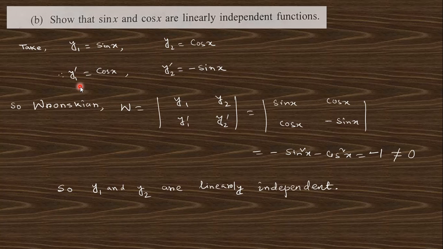Just take the derivative of y1 and the derivative of y2. So the Wronskian will be like that: y1, y2, y1 prime, y2 prime. Just put in these values, you will get -1, which is not equal to 0. Since this is not equal to 0, these are linearly independent. If this were 0, then they would be called linearly dependent.